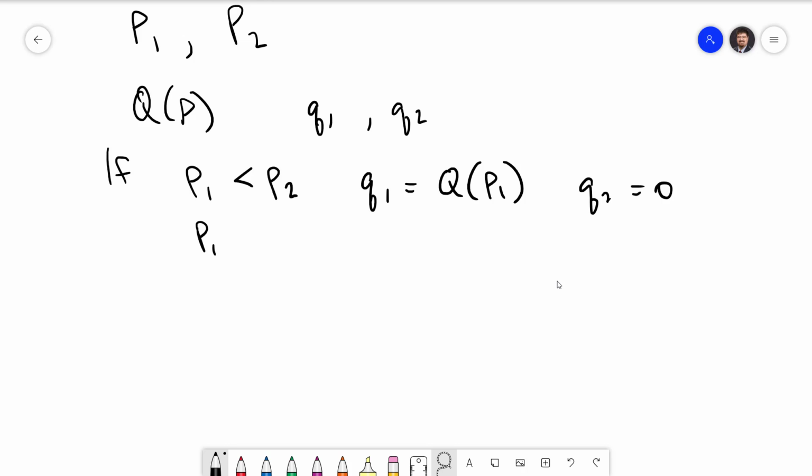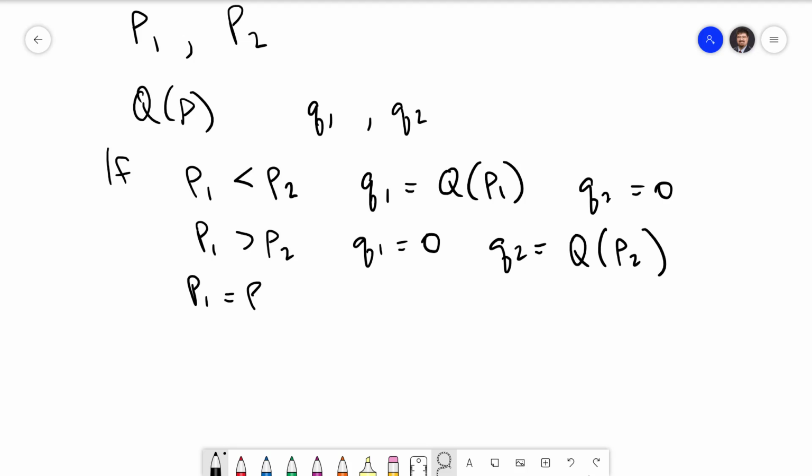If P1 is greater than P2, then the opposite happens. Firm 1 sells nothing, but firm 2 sells whatever quantity is demanded at that lower price of P2. In the final case, we have P1 equals P2, which we will set equal to a generic price that is the price both of them charge. If this is the case, the two firms will split the market equally, and that will be a quantity of Q of P divided by 2.